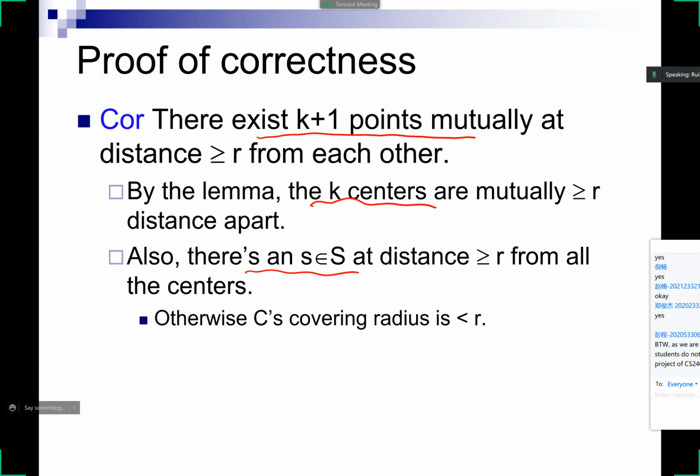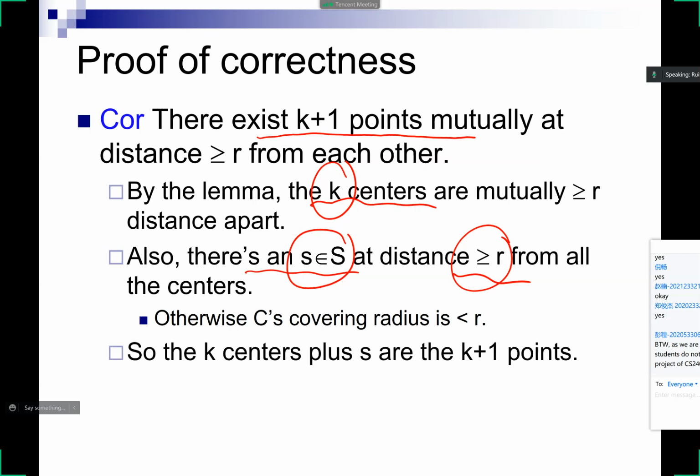And then also we said that there has to be this point S, which is at distance at least r from all of the centers, because otherwise the radius would be less than r. So there's this additional point S, which is also at distance at least r from all the centers. And so you add it to these k centers, and now we have k plus 1 points, which are all at least distance r from each other. Let's call this set of k plus 1 points D.